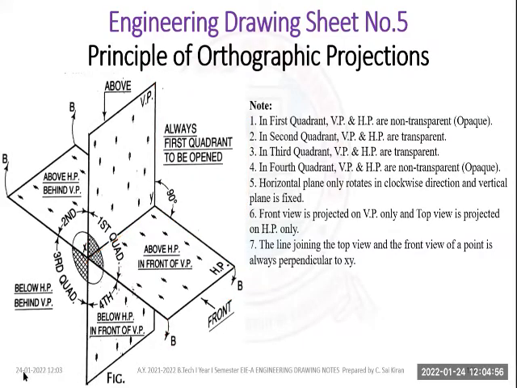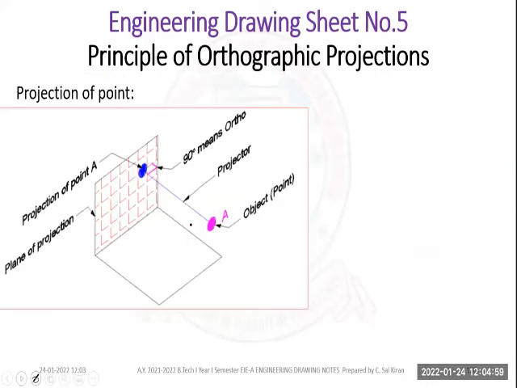And this is my point A. If I project my point A onto the vertical plane, it is projected as small a dash, the front view. In the top view, it will be projected as small letter a. Similarly, in the side view, it is projected as a double dash. You have to remember this: capital letter A is projected in the front view as small a dash, in the top view as small a, and in the side view as small a double dash.